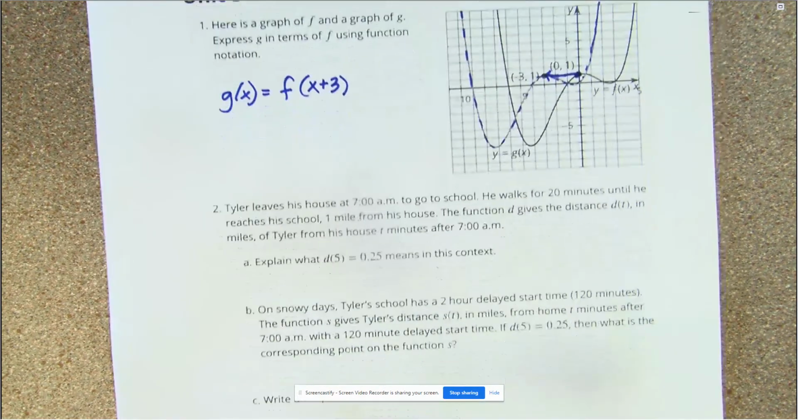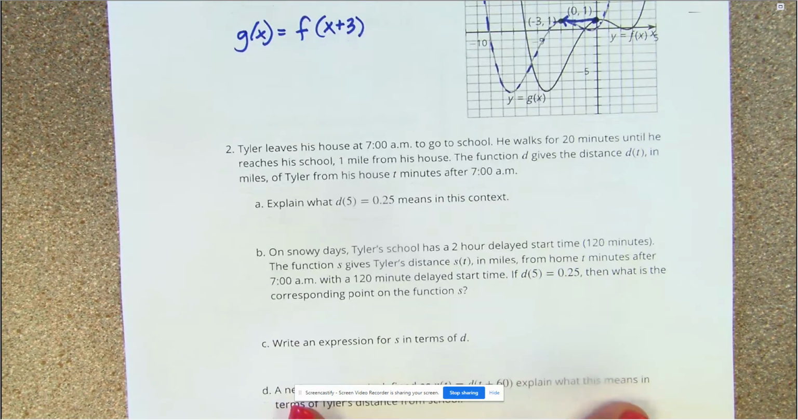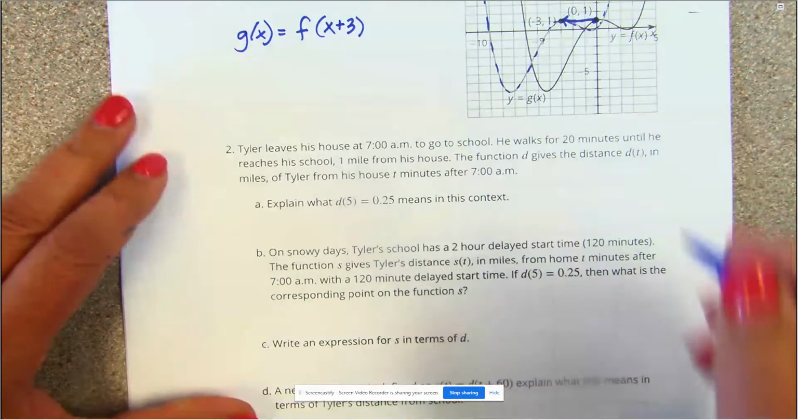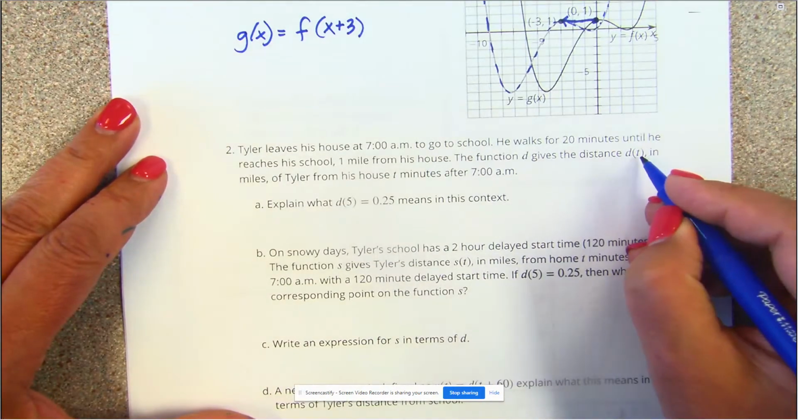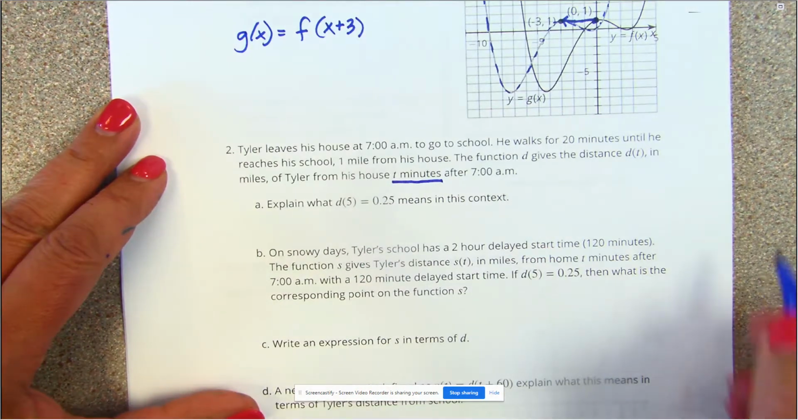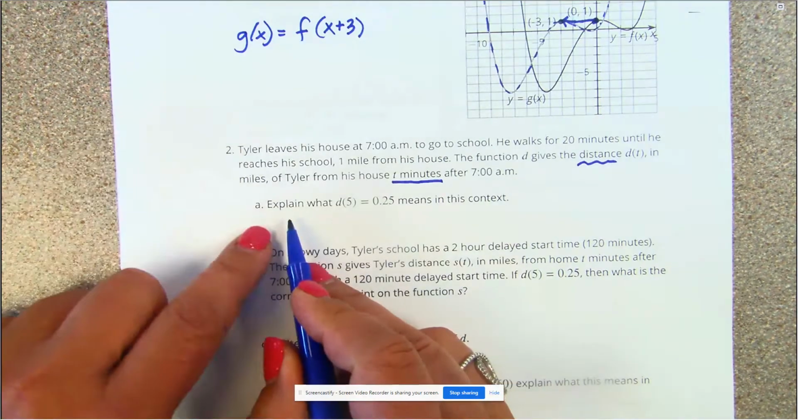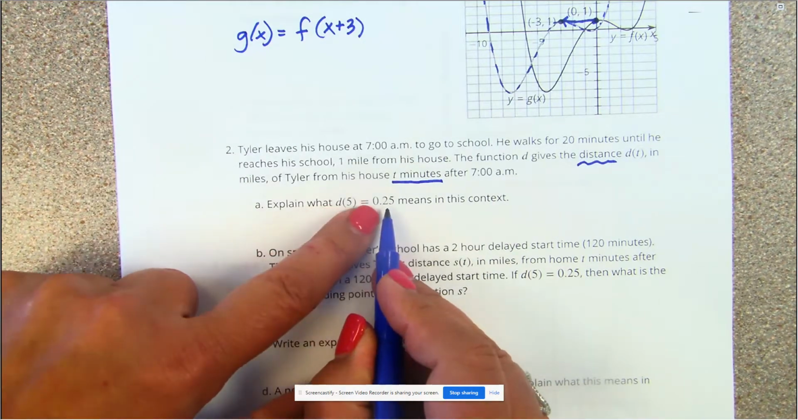Tyler leaves his house at 7 a.m. to go to school. He walks for 20 minutes until he reaches the school, 1 mile from his house. The function d gives the distance d of t in miles of Tyler from his house t minutes after 7 a.m. So the important thing here is let's make sure we know t, right? That's my input, it's time in minutes, and then my output is how far he is from his house. Explain what d of 5 equals 0.25 means.